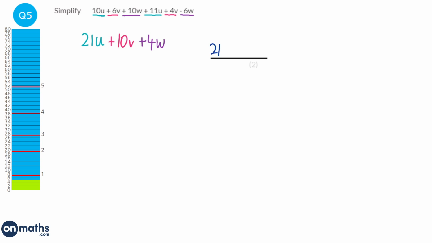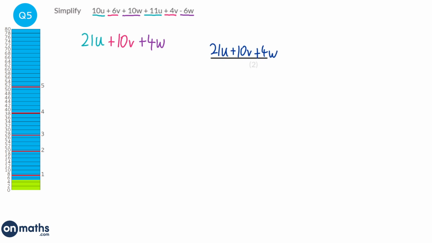But we can't add a u term to a v term to a w term, so we have to just leave them be. So our answer is 21u plus 10v plus 4w. We can multiply them, we just can't add or subtract them.